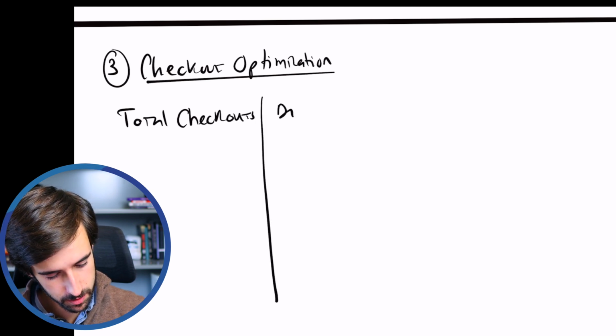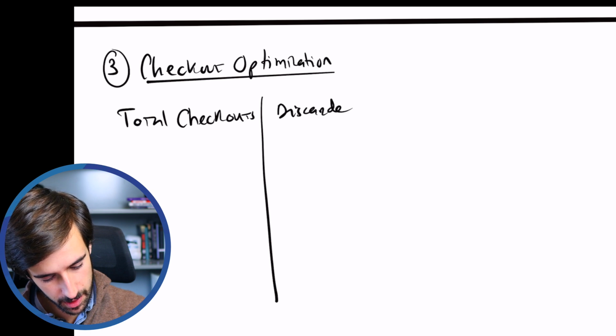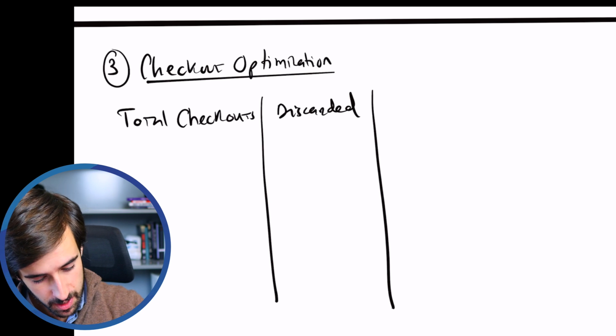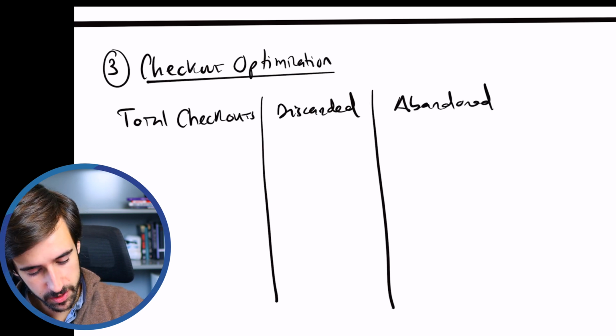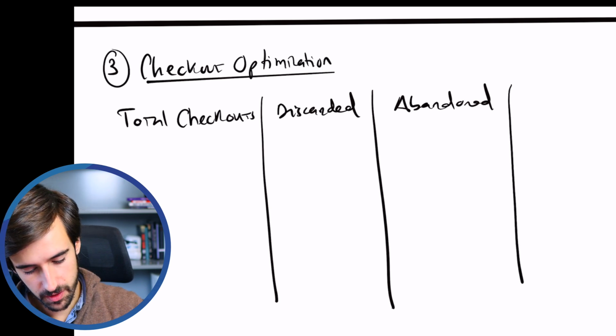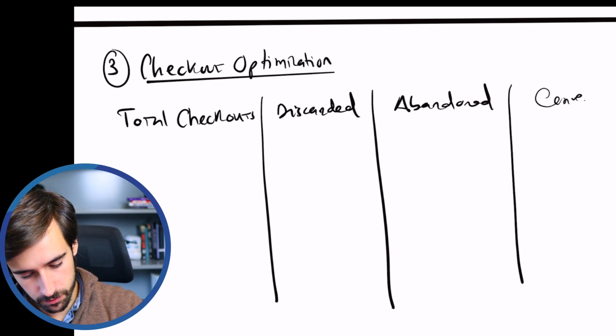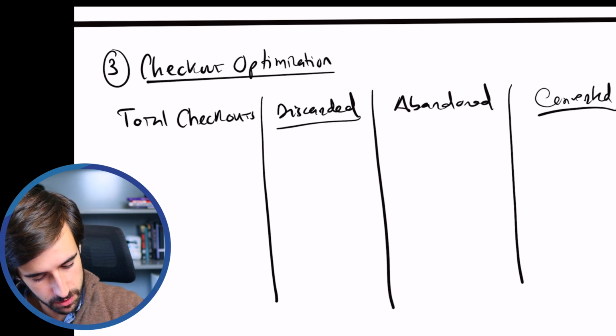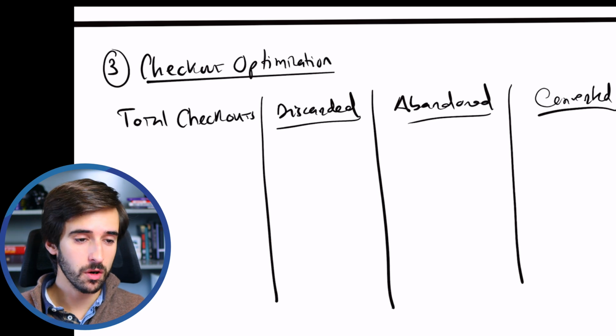Then discarded means people that have left the checkout without actually entering contact information. Abandoned checkout means people that started a checkout but left after they've entered contact information. And then of course you have your converted checkouts. Now you might be wondering, aren't these two here the same? What is the difference between discarded checkouts and abandoned checkouts? Well, this is actually a data point that is very important. Discarded checkouts are people that go to the checkout page and leave without even entering their contact details.